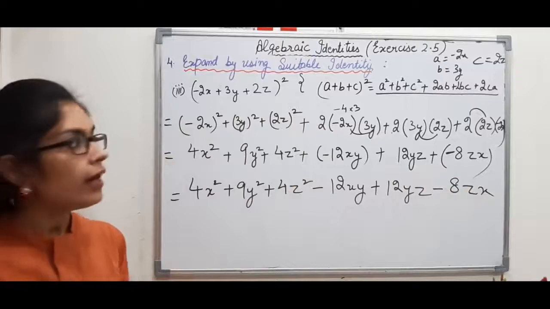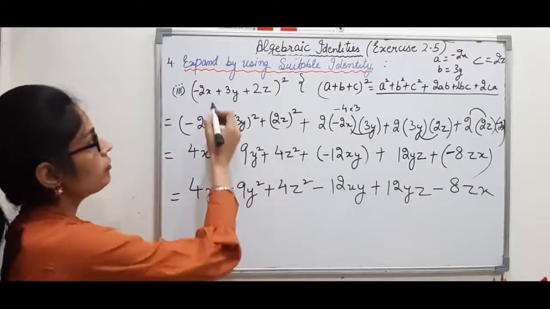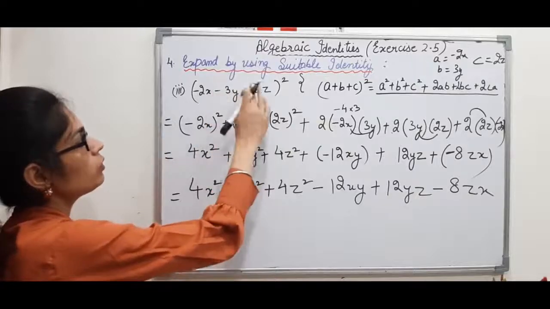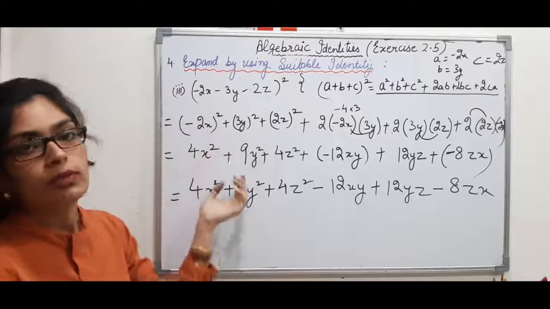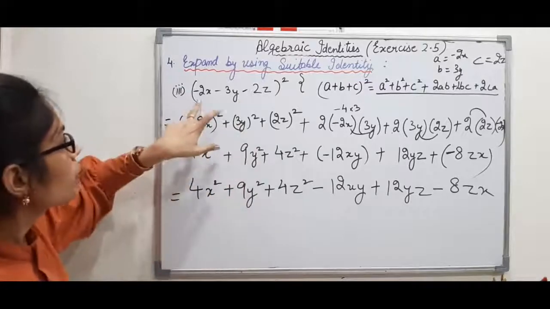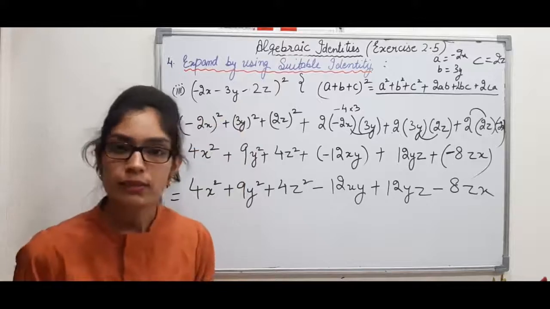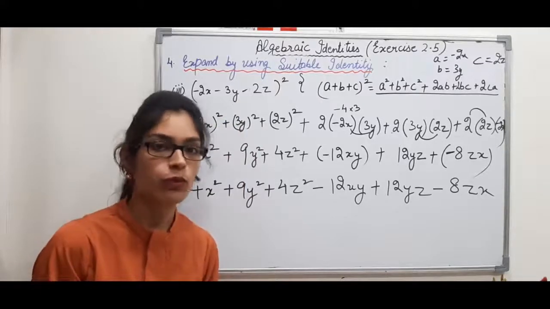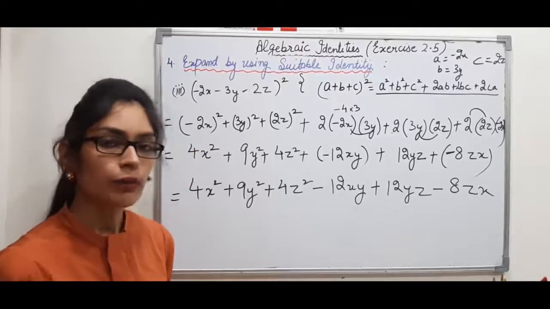See, formula and identity it will remain same. With minus signs, if any sign is changed, you have to take that number along with the sign. Like we have taken a as minus 2x, because in all the 6 parts same identity you have to use. Now let's do the last part. Remaining 3 parts you have to try yourself.